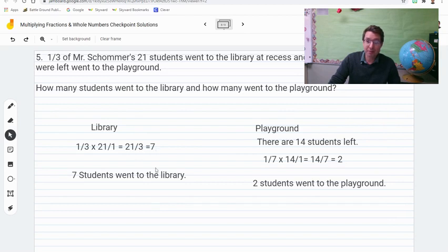So there were 7 students that went to the library, which means that there were 14 students left, right? 21 minus 7. And we want to know what 1/7 of 14 is. So 1/7 times 14 ones, 14 students, which is 1 times 14, 14. 7 times 1 is 7. 14 divided by 7 is 2. 2 students went to the playground.